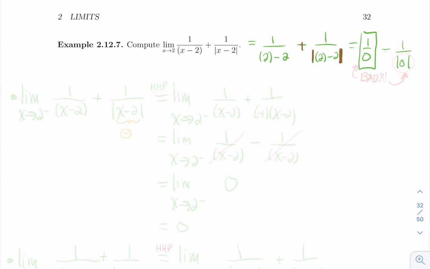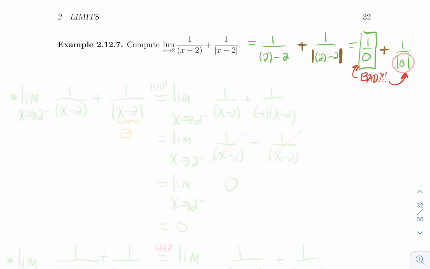So a lot of bad things going on here. We have the absolute value of 0 when x is 2, and we have a bad division by 0. But both are treated the exact same way. You need to go left and right. So that's bad, and to some extent, that's also bad, the absolute value of 0. You need to go left and right for both.